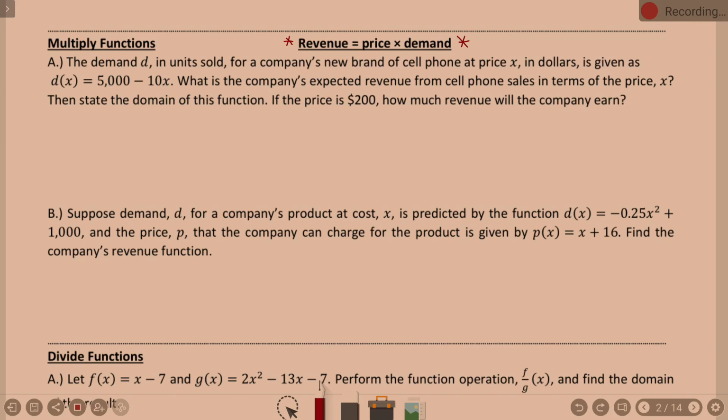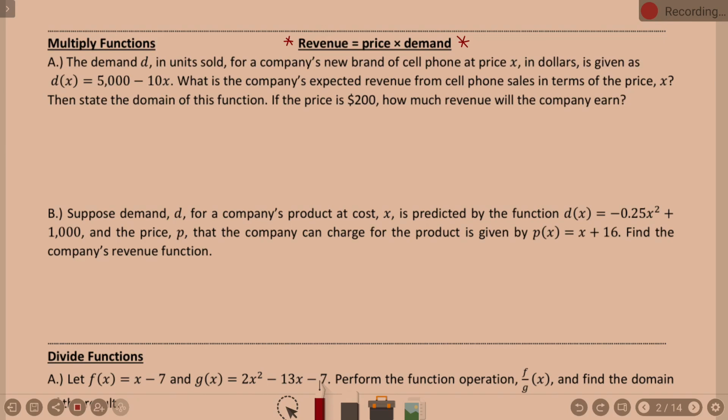Step 1 of a word problem: read it. The demand D in units sold for a company's new brand of cell phone at price X in dollars is given as D of X equals 5,000 minus 10X. What is the company's expected revenue from cell phone sales in terms of the price X? Then state the domain of this function. And if the price is 200, how much revenue will the company earn? This is actually kind of like a 3-part question.